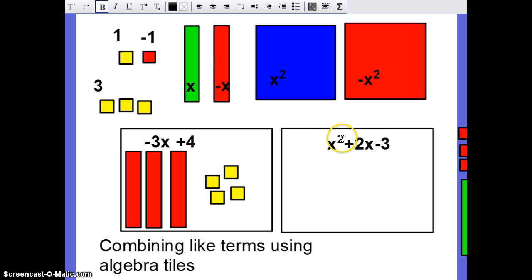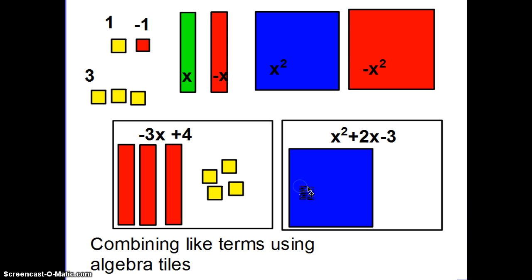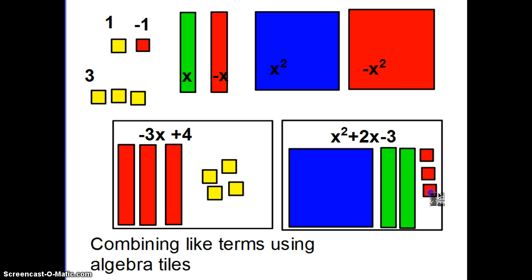So if I wanted to represent this expression, x squared plus 2x minus 3, I'll use x squared, one big large blue tile. I'll use 2 x's, so here's the x and another x. And then this is minus 3. Subtraction is the same as adding a negative number. If I'm going to subtract 3, then I'm going to have 3 red tiles. So this is x squared plus 2x minus 3.